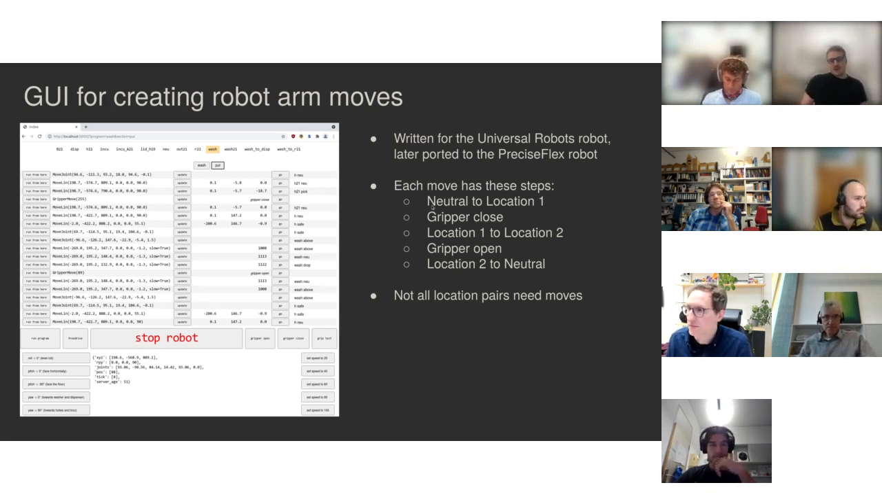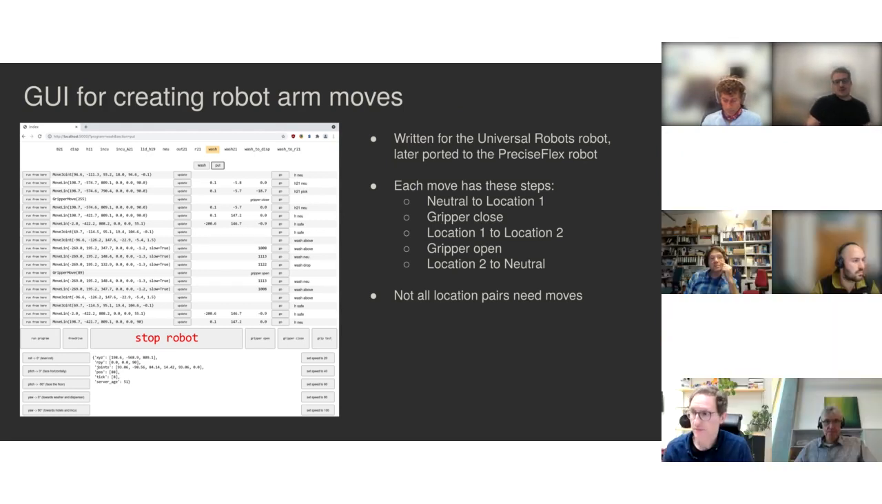And a benefit of this is that when you teach the robot these moves, you can make it first go from location 1 to location 2, and then location 2 back to location 1, and just run that in a loop and see that everything moves smoothly.